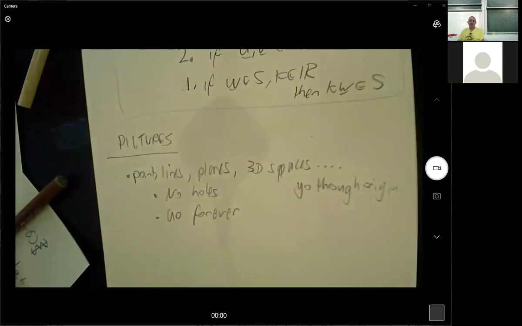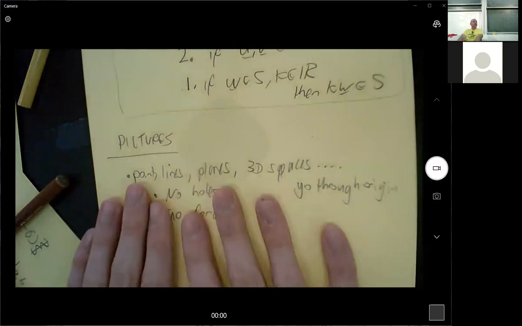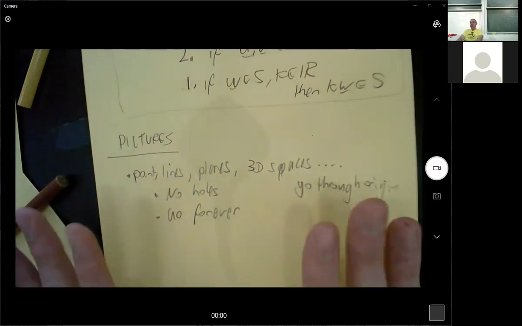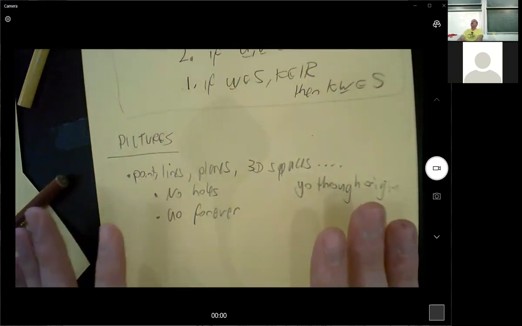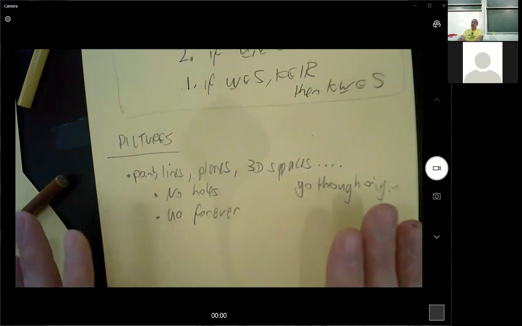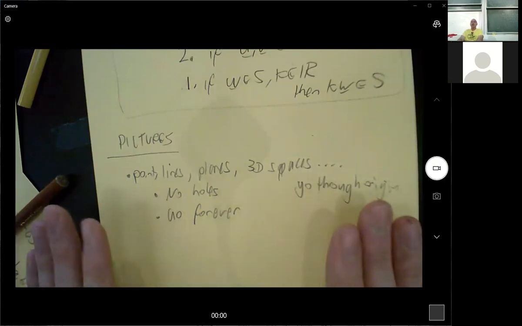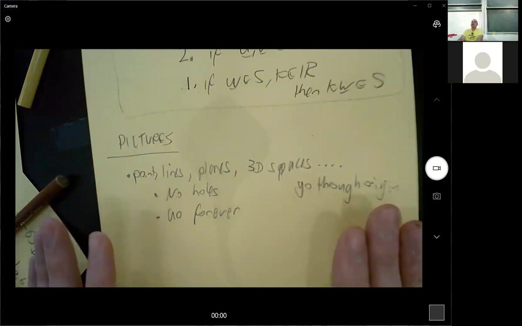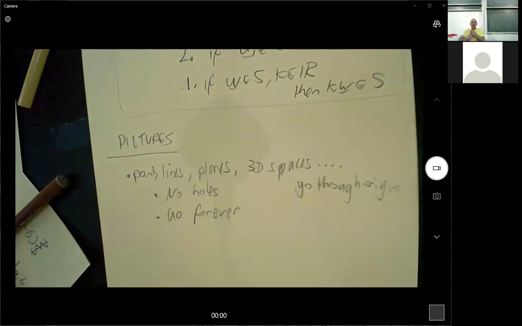Right. So points and lines and planes and 3D spaces through the origin are definitely subspaces. They are the only kinds of subspaces. All subspaces look like that. So if it is not that, it must be something else. It's just a generic set. It's not a subspace. If they have holes, if they don't go on forever, definitely not a subspace.